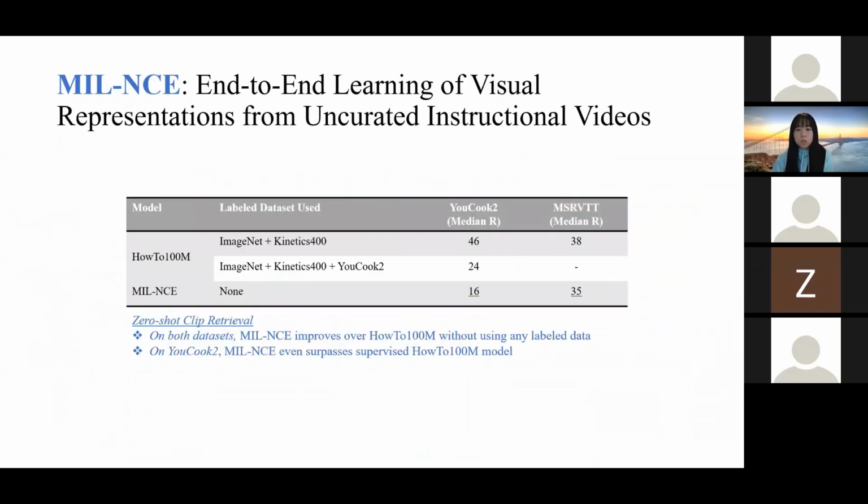On zero-shot clip retrieval, they show results on two datasets, YouCook2 and MSR-VTT. On both datasets, their method improves over HowTo100M without using any labeled data. As I mentioned before, their I3D or S3D model is not pre-trained on Kinetics. On YouCook2, their method even surpasses the supervised HowTo100M model.